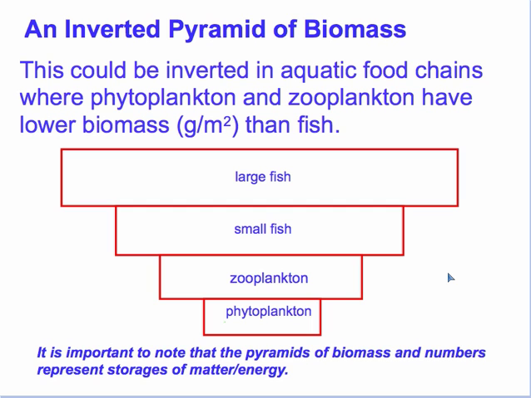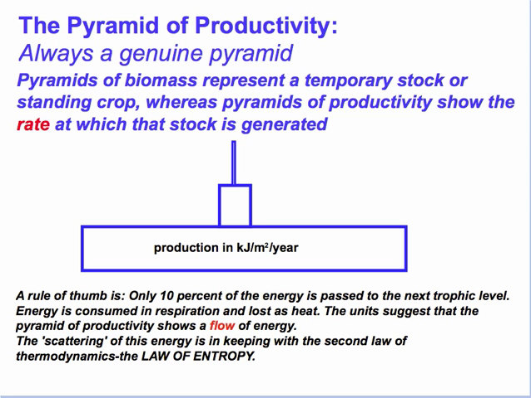And what it means is that you have a smaller mass supporting a bigger mass, but we have to be aware of the fact that this is a storage. It's just a frozen picture in time. And the reason that this can actually exist is because the rate at which the phytoplankton regenerates itself is sufficiently fast to support the zooplankton. So it's important to note that the pyramids of biomass and numbers represent storages of matter and energy.